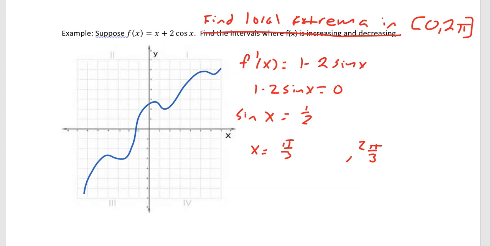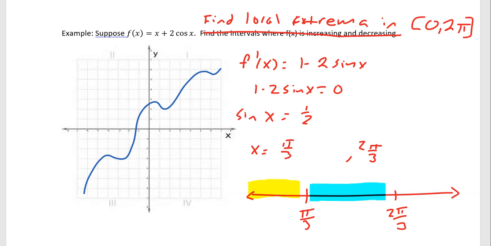And so on our number line, what I want to think about is just labeling the critical points. So we have pi over 3 and 2 pi over 3. Now notice we actually have 3 intervals here. We have this one, this interval, and this interval. And I need to pick a test point in each of those.